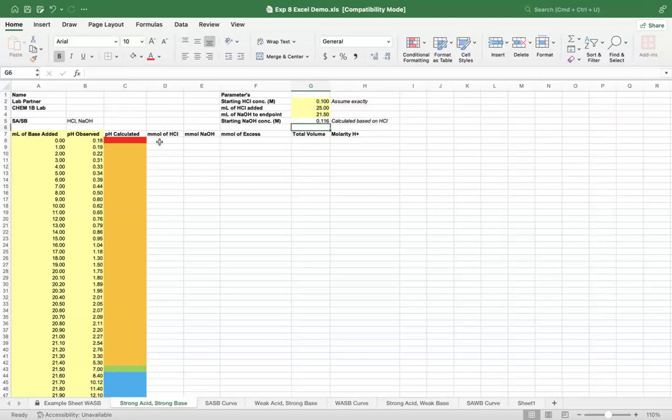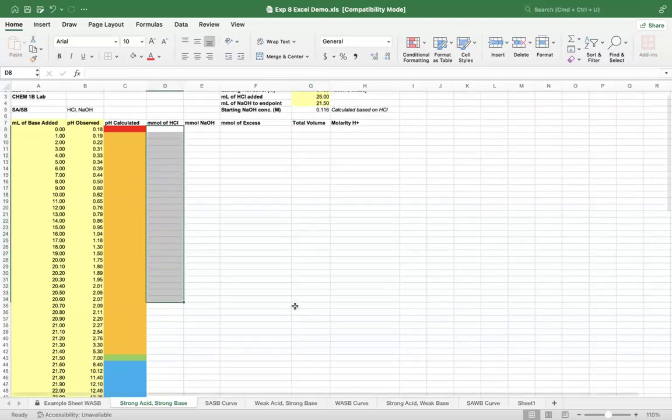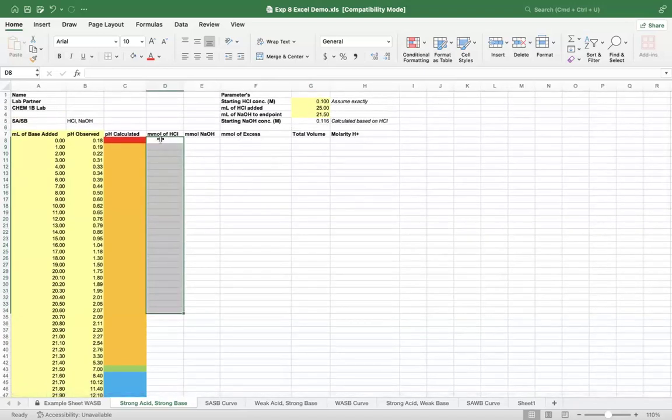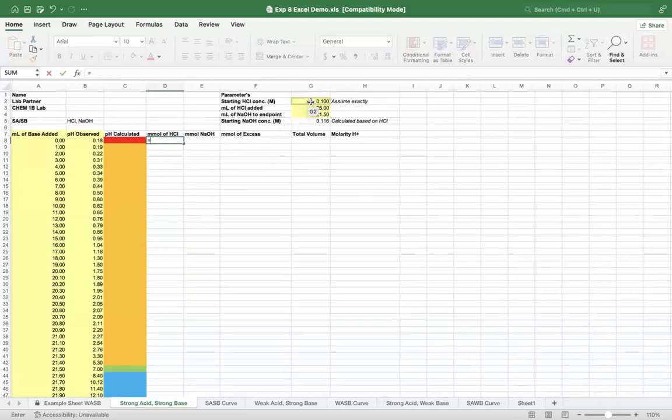The next thing we need to do is fill in all these columns. These are easy, so let's just get into it. Millimoles of acid is just going to be the concentration of acid times the volume of acid. That's just the amount of acid present, and that's not going to change. It's going to be the same number for this entire column. To find that, we just need to multiply the concentration of the acid times the volume of the acid. So I'll do that.